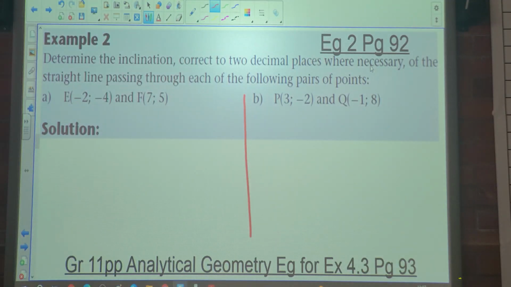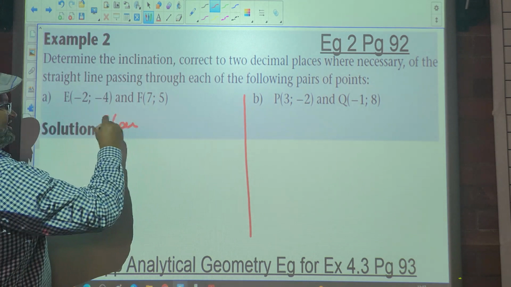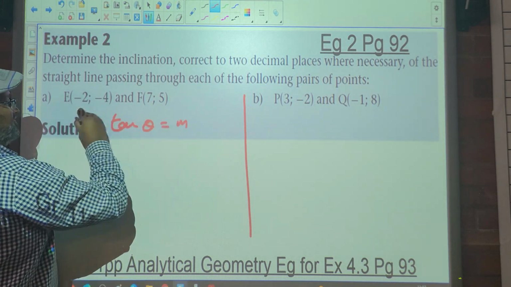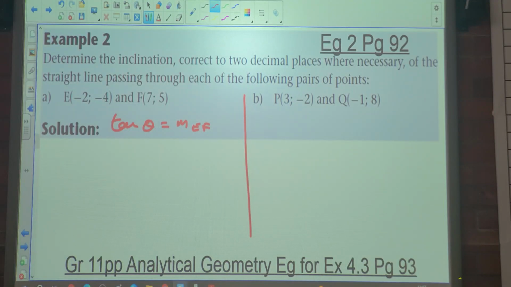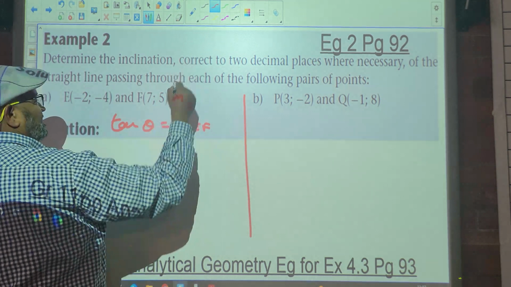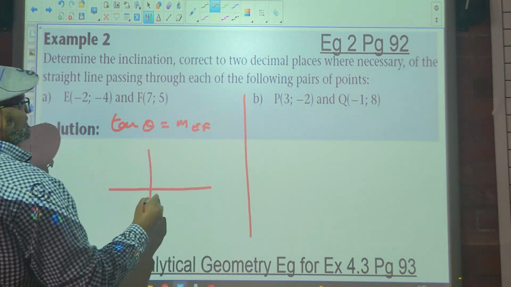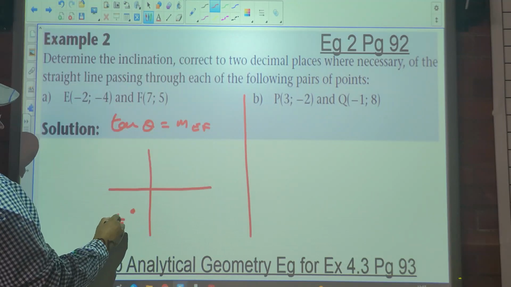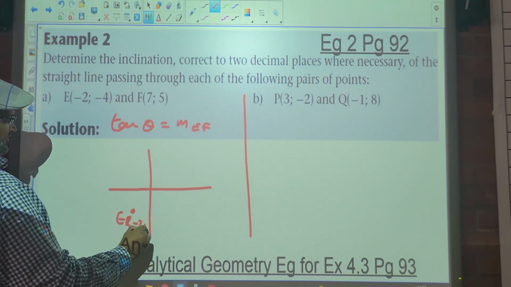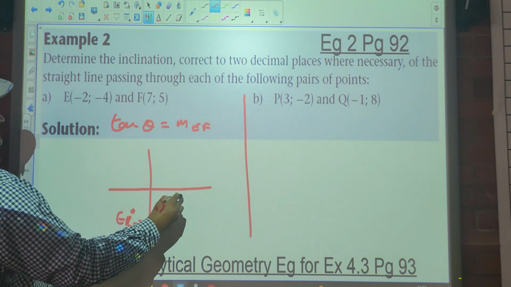How do you calculate the inclination angle? What do I need? We know we're going to use tan of theta equals the gradient of, in this case, EF. So let's just give you an idea of what this actually looks like. This is E, which is negative 2 and negative 4, and F, which is 7 and 5.